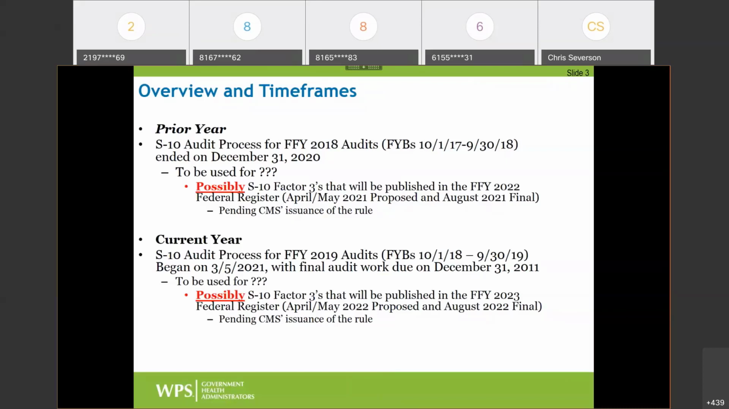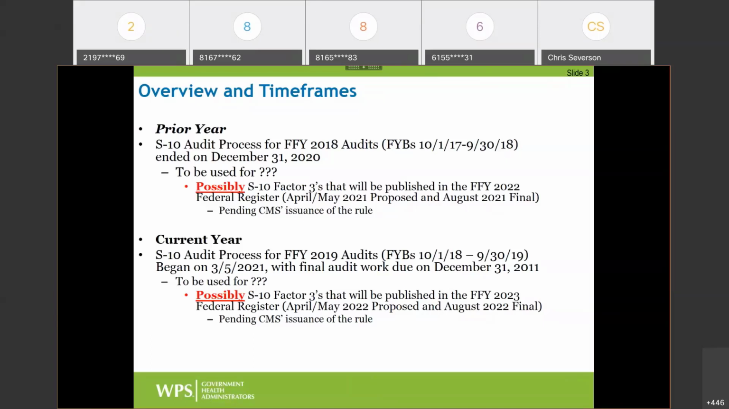The current year's audits, they're the ones for fiscal year 19, beginning 10/1/18 through 9/30/19. So those are starting. Basically, we're using March 5th as the start date because that's when the request letters went out. And the final audit, I got a big typo there. The final audit work is due on December 31st, 2021, certainly not 2011. Missing a number there. That's December 31st. That's the goal CMS has set really for this year going forward.